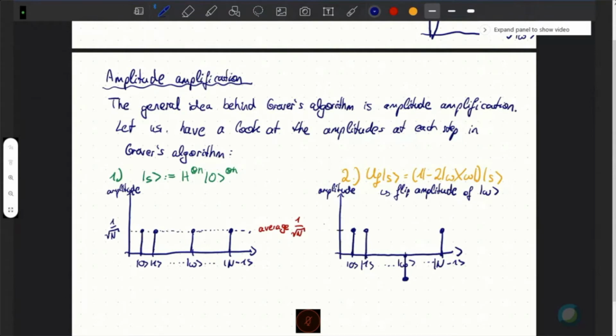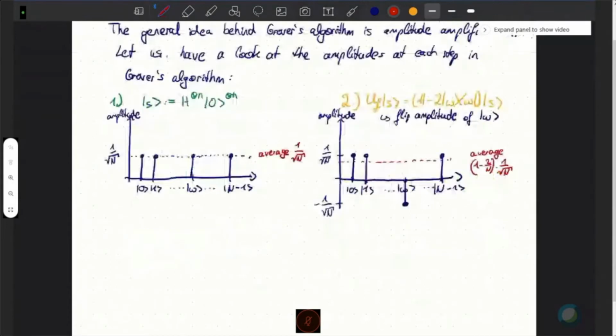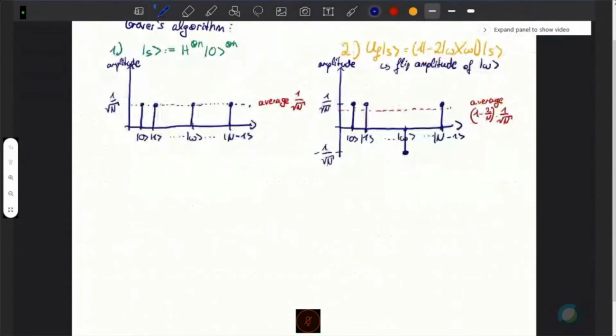So here we have 1 over square root of n. And here we have minus 1 over square root of n. Which means that the average of all amplitudes is now a bit lower than before, because it's 1 minus 2 over n, that's 1 over square root. Not so important that you follow this math, but I think it's clear that the average now drops because we flip one of the states.